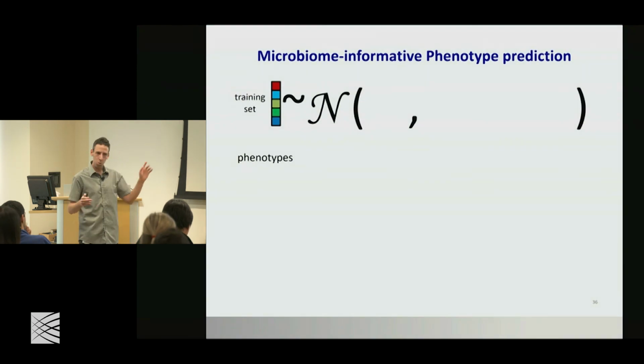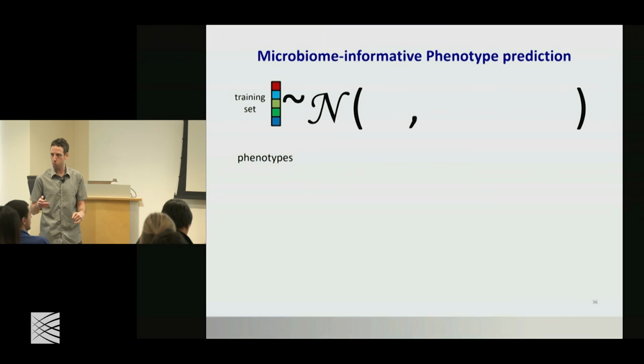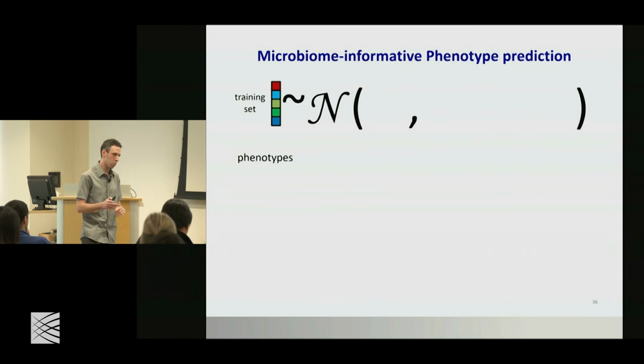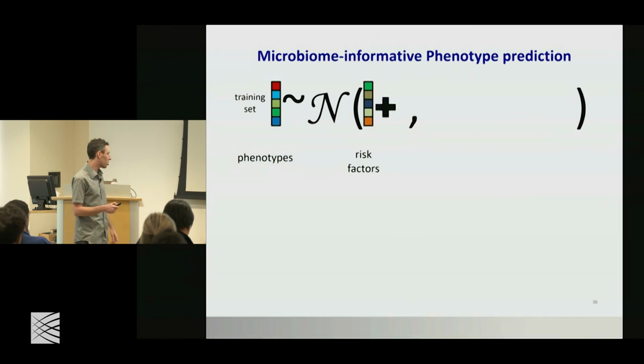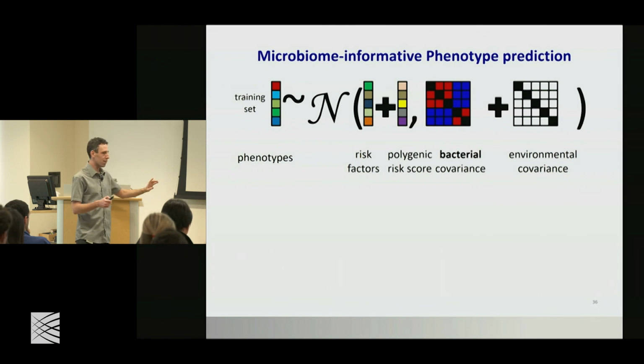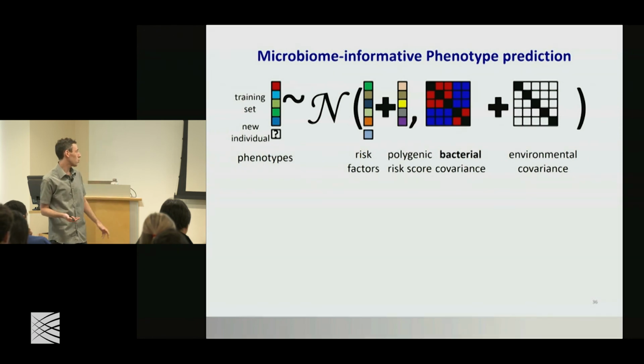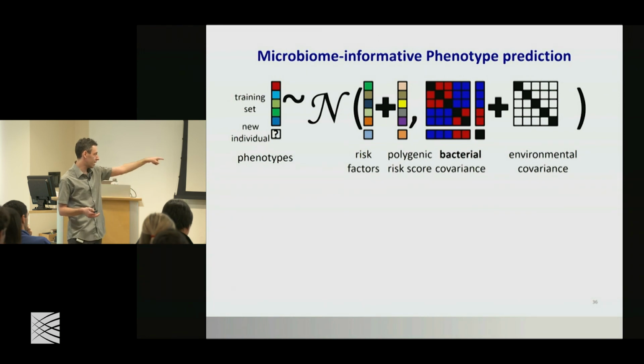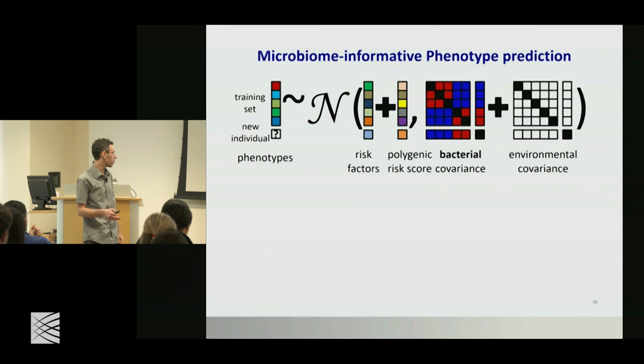So I'm going back here to say a few words about how we do prediction in our statistical framework, because we're going to use exactly the same probabilistic framework. So again, we have these phenotypes and this normal distribution with the fixed effects, and it's exactly like before. But now we want to do predictions. So now we have this new individual here, and we don't know her phenotype. So we have the risk factors and the polygenic risk score, and we know the bacterial covariance between this individual and all the training set individuals and the environmental covariance.